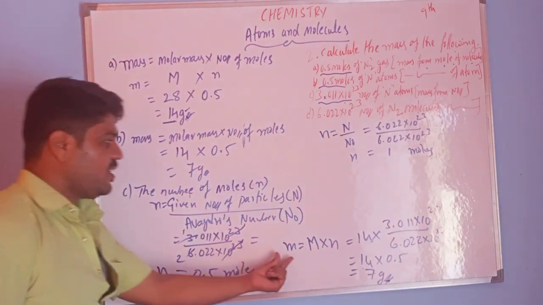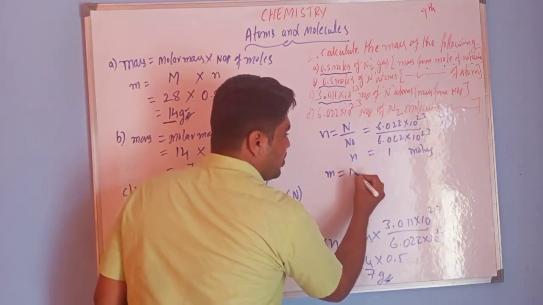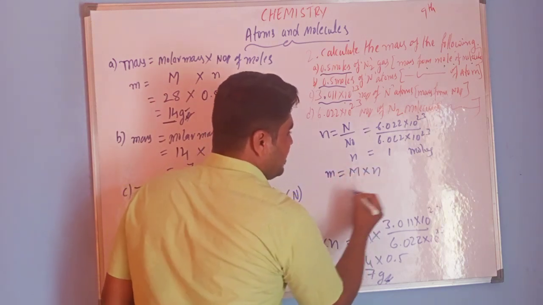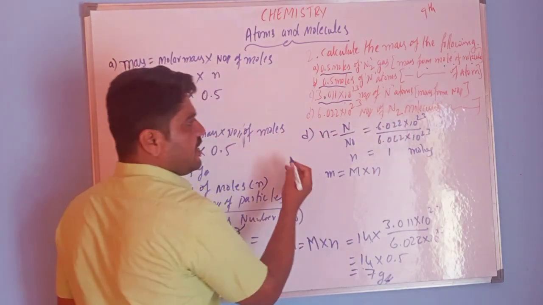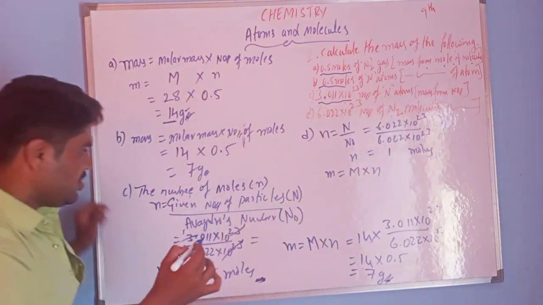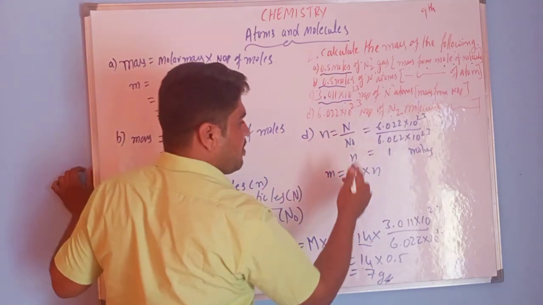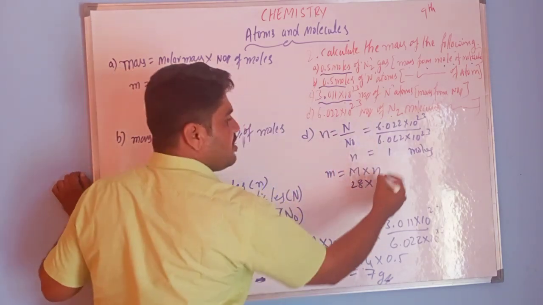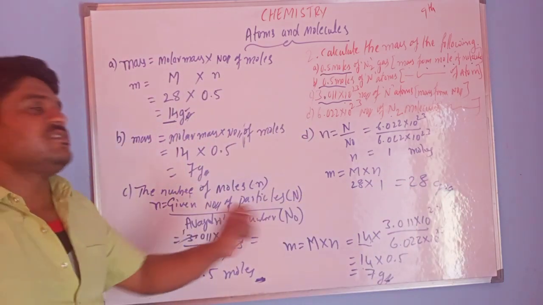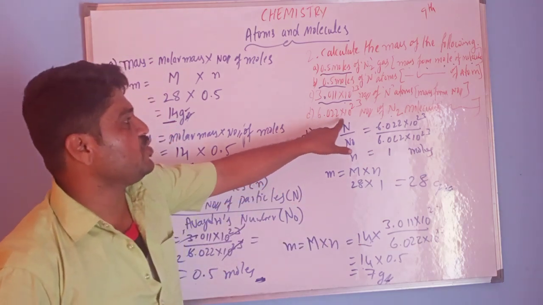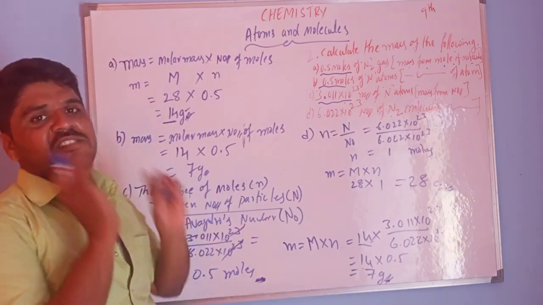Next formula: small m is equal to capital M into n. N2 is there in D. For single nitrogen, I am taking 14. Here the N2 molecule is there. For N2 the molar mass is 28, into 1. So the answer is 28 grams. 28 grams is the mass of 6.022 into 10 to the power of 23 number of N2 molecules. This is today's class.